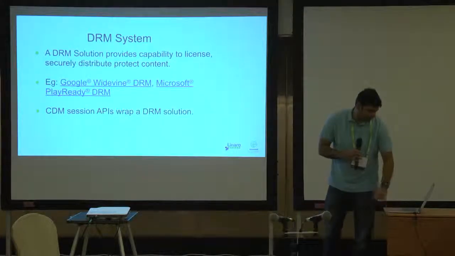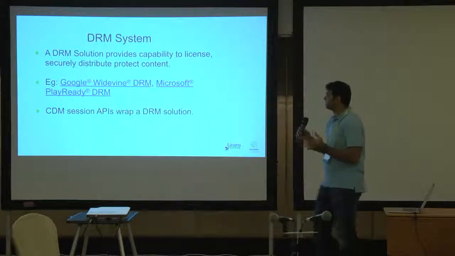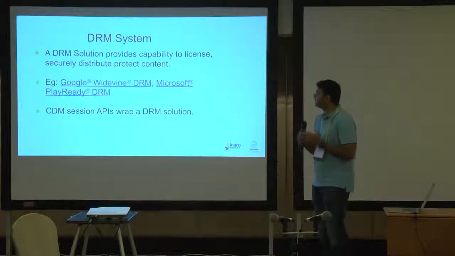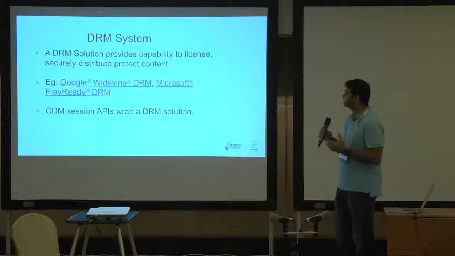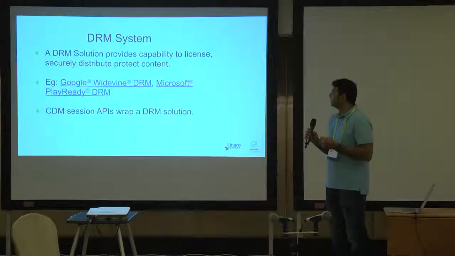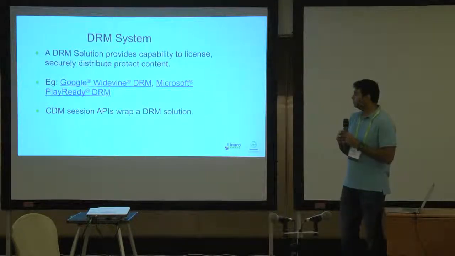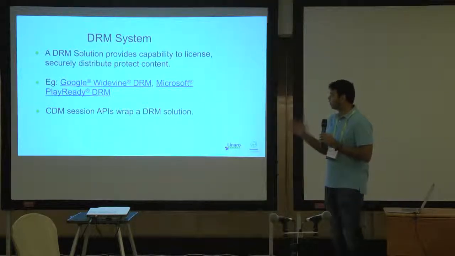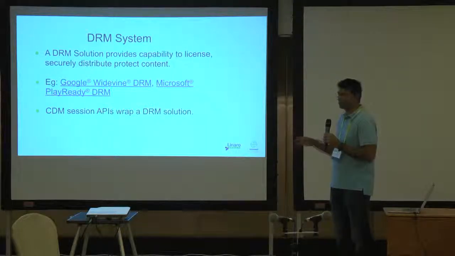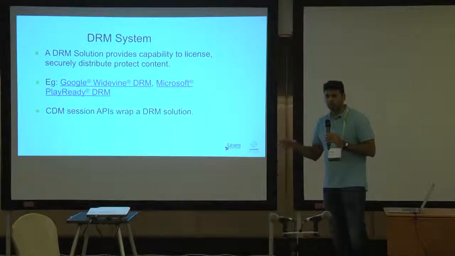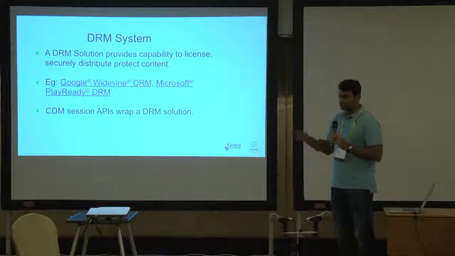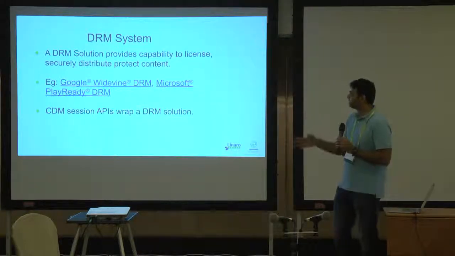So now going back to the first phase, what is a DRM system? A digital rights management protection system. It's a solution that provides the capability to license and securely distribute protected content. So whether it's Google Widevine DRM or Microsoft PlayReady DRM, there are mechanisms in place that make sure the content being delivered is secure, and it can be decrypted and played.